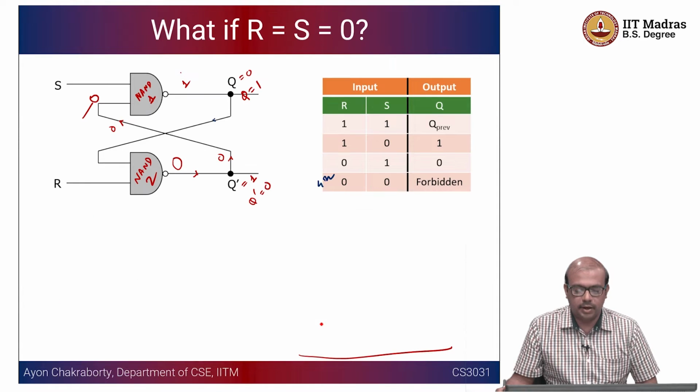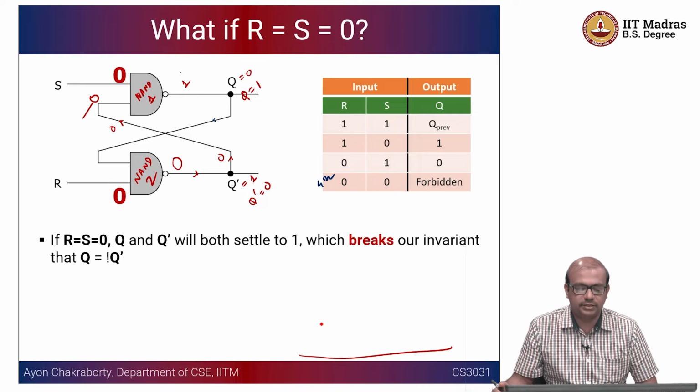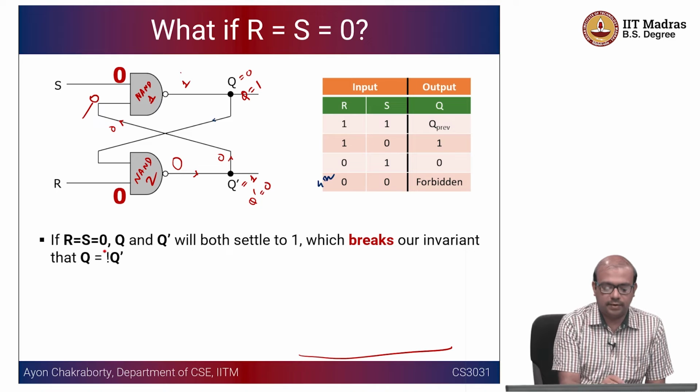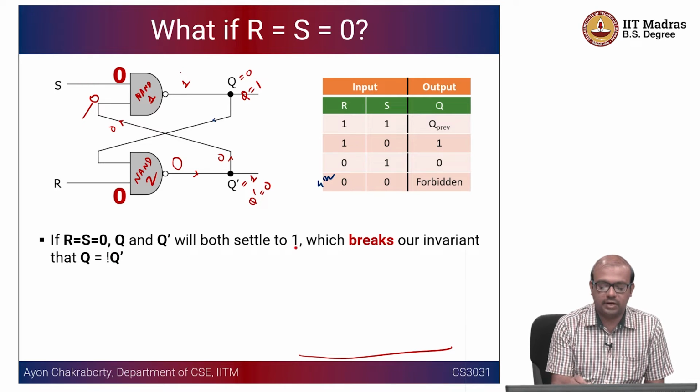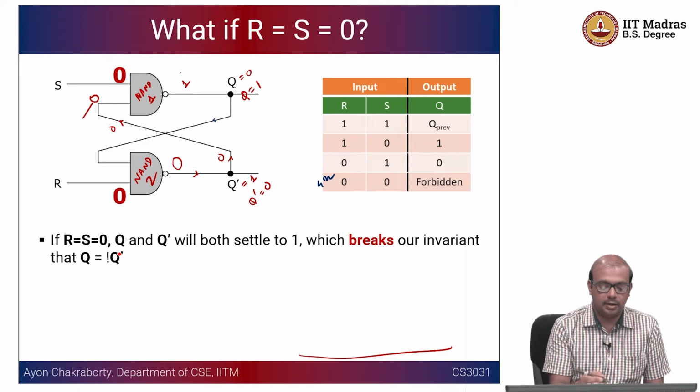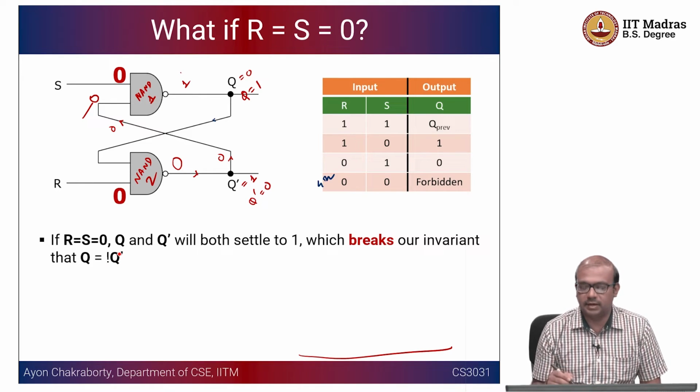You can try it out. We have already discussed this in the last class, what happens when R and S are both equal to 0. So first, that is not maintained. If R and S equal to 0, Q and Q bar will both settle at 1, which breaks our invariant Q is equal to NOT of Q complement. So that is not something that is being maintained.